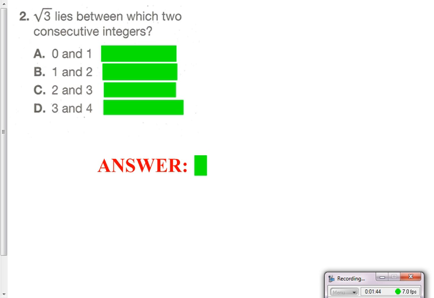Example 2 says square root 3 lies between which two consecutive integers: 0 and 1, 1 and 2. Well, basically what I did is I found which perfect squares it would be between. That would be the square root of 0 and square root of 1. Square root of 3 would not fall between those two. Next group, square root of 1 and square root of 4. Square root of 3 is between the square root of 1 and the square root of 4.